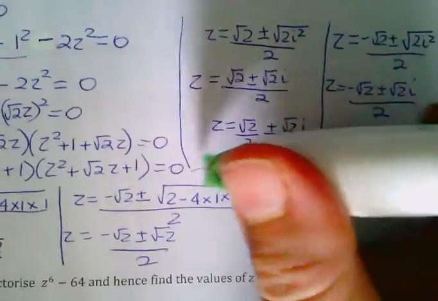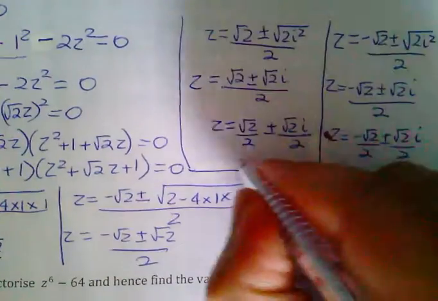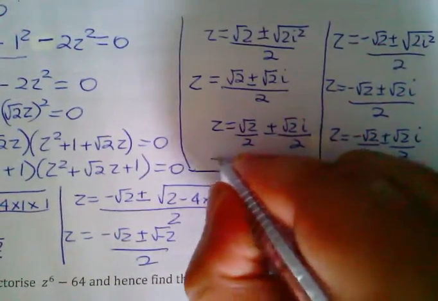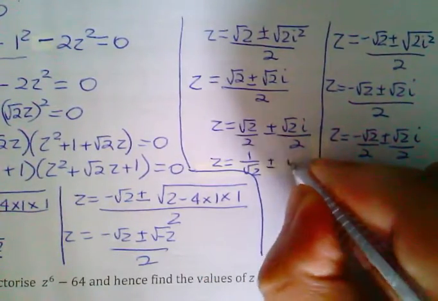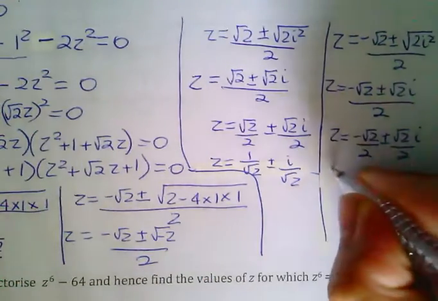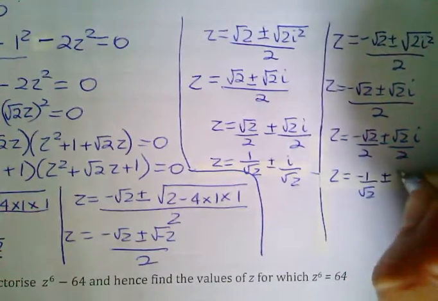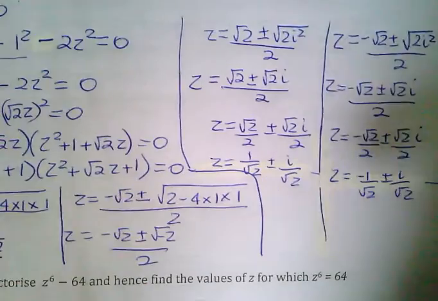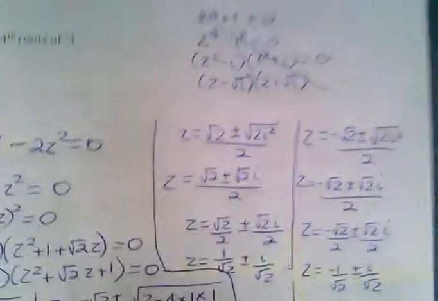We know that, for example, root 2 on 2 is 1 on root 2, so it's 1 on root 2 plus or minus i on root 2. And this is z equals negative 1 on root 2 plus or minus i over root 2 as well. Okay? And therefore they are the 4 roots of negative 1.